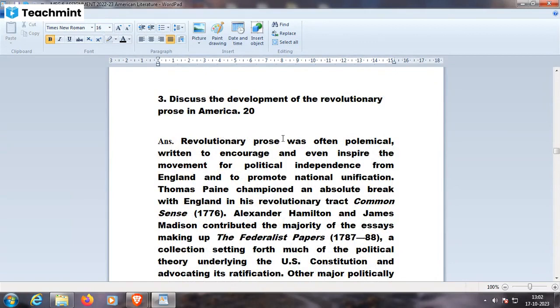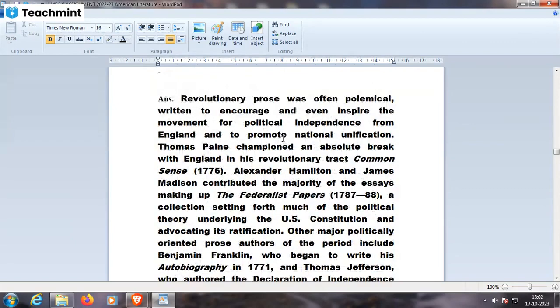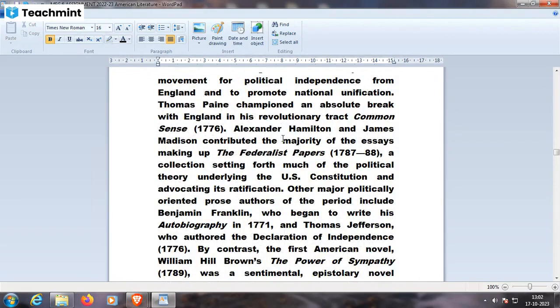Revolutionary prose was often polemical, written to encourage and even inspire the movement for political independence from England and to promote national unification. Thomas Paine championed an absolute break with England in his revolutionary tract Common Sense, 1776. Alexander Hamilton and James Madison contributed the majority of the essays making up the Federalist Papers, 1787-88, a collection setting forth much of the political theory underlying the US Constitution and advocating its ratification.